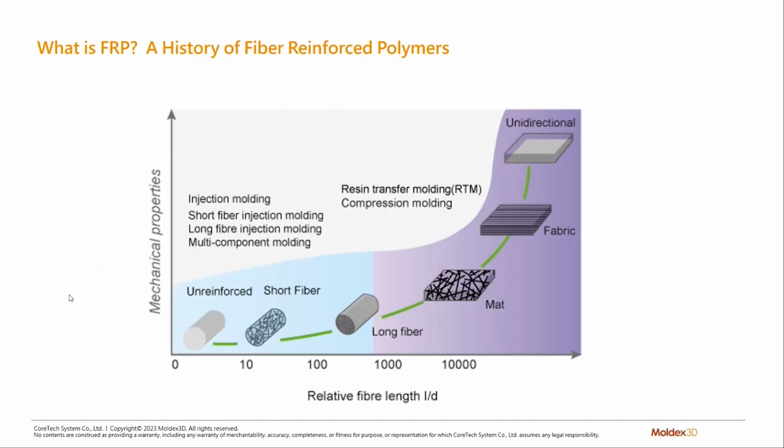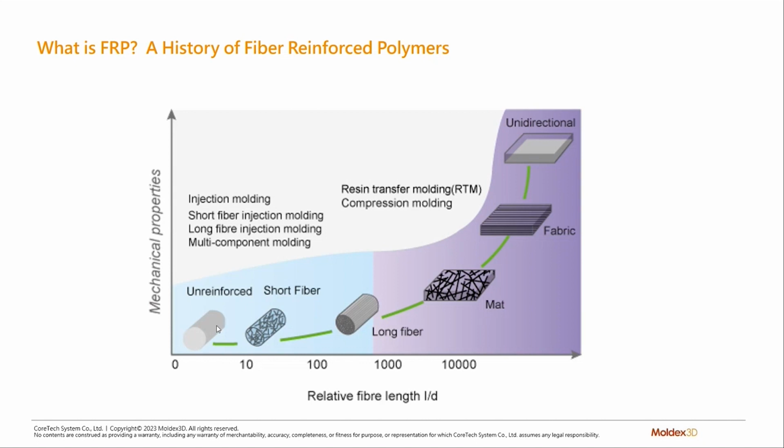All right, so first of all, what is an FRP, a fiber reinforced polymer? There's a bunch of different types of fiber reinforced polymers out there. And looking at this graph, we have mechanical properties or structural strength on the y-axis and the relative fiber length, or what we call the fiber length ratio, L over D, of the different fibers.